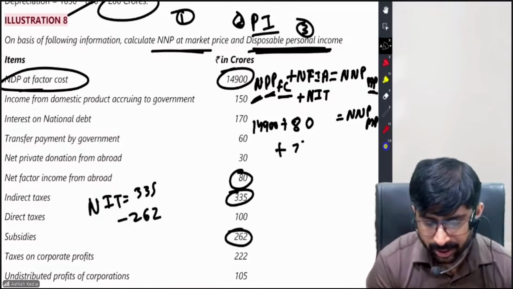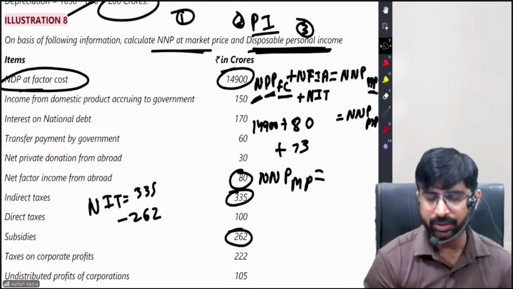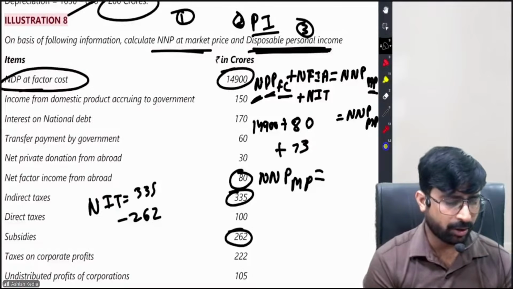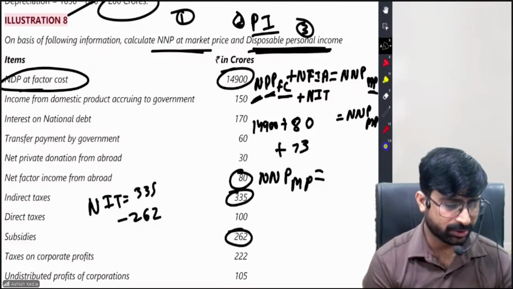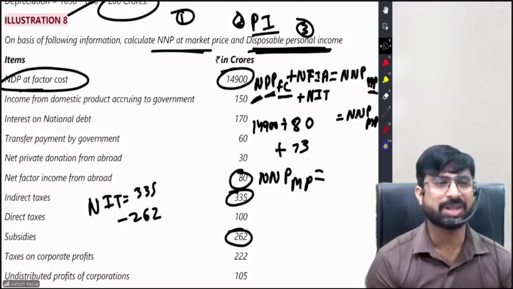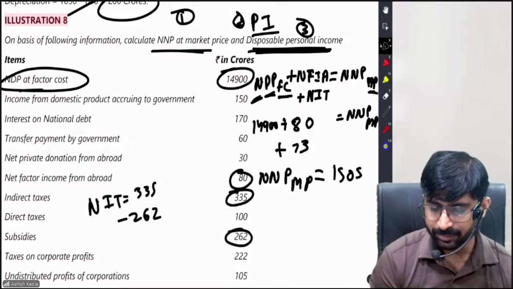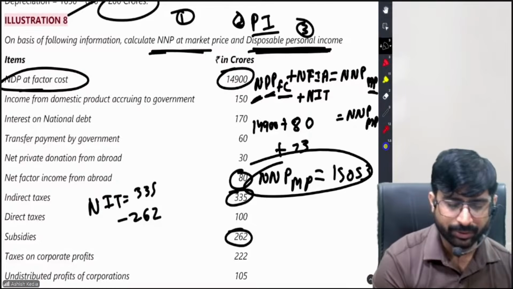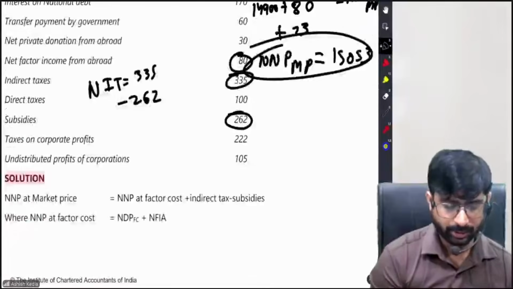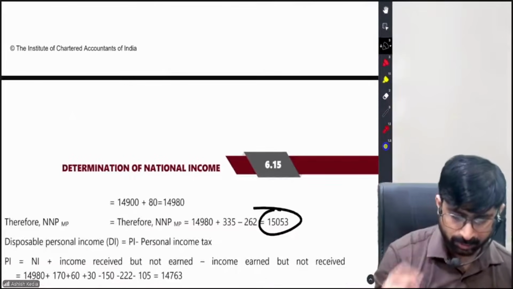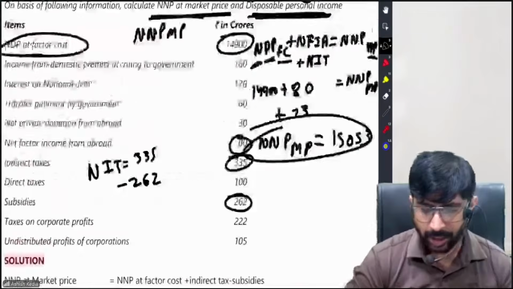So, we arrive here, and therefore, NNP at MP, my dear students, we arrive at 14980 plus 73. You know how much you are getting? 15053 is what you are getting. Game over. So 15053 is my first step in the procedure. Here is my answer, NNP at MP.